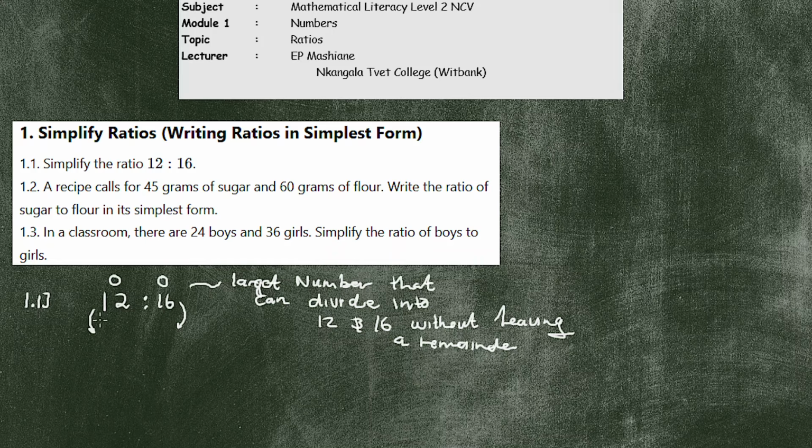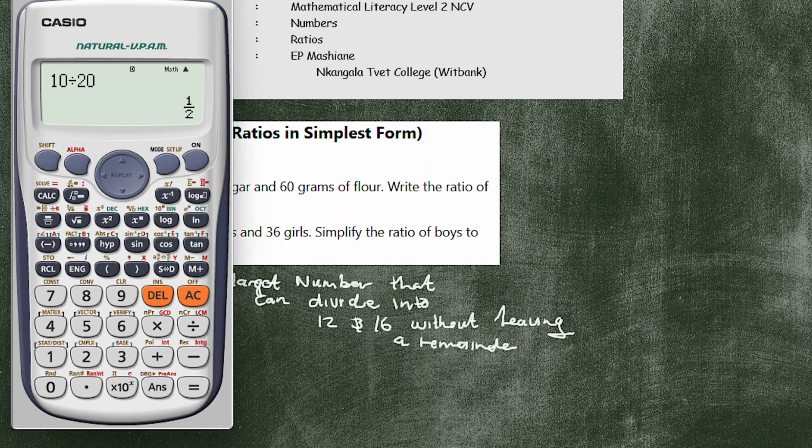And I believe that number should be 4. So divide by 4, divide by 4. 12 divided by 4, that's 3. 16 divided by 4, that's 4. I don't have any number that goes into 3 and 4 at the same time without leaving any number. So this is the simplified form of these two ratios.